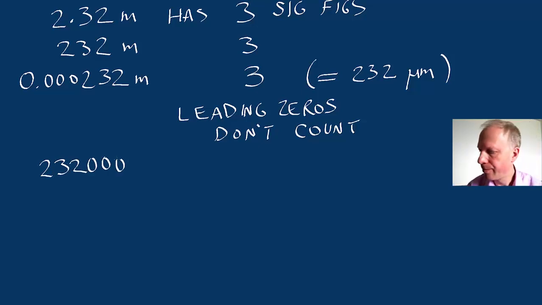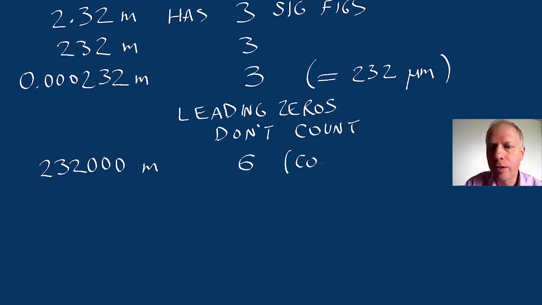232,000 meters. How many sig figs does that have? It's not clear. We might write that if we only measured to the nearest 1,000 meters, or we might write that if we measured down to the exact meter. So it's ambiguous. The authors in the textbook say it's ambiguous, but they don't have a resolution for that problem. We need to know a convention. I'm telling you that in this class, the convention is that number has 6 sig figs. Trailing zeros count.